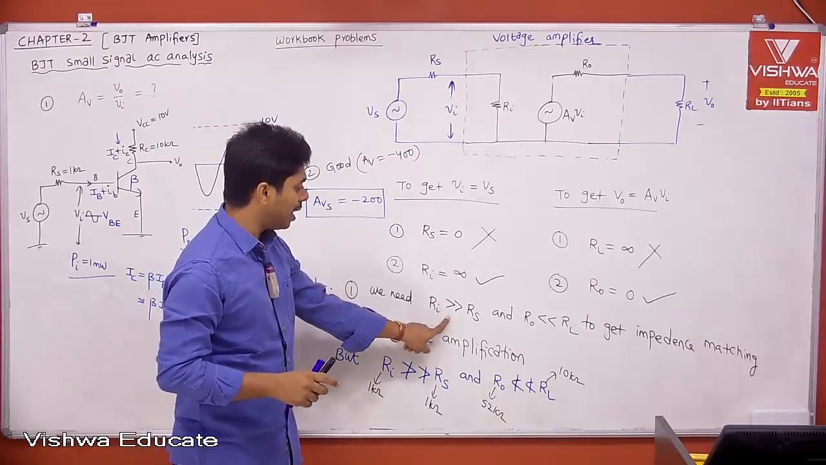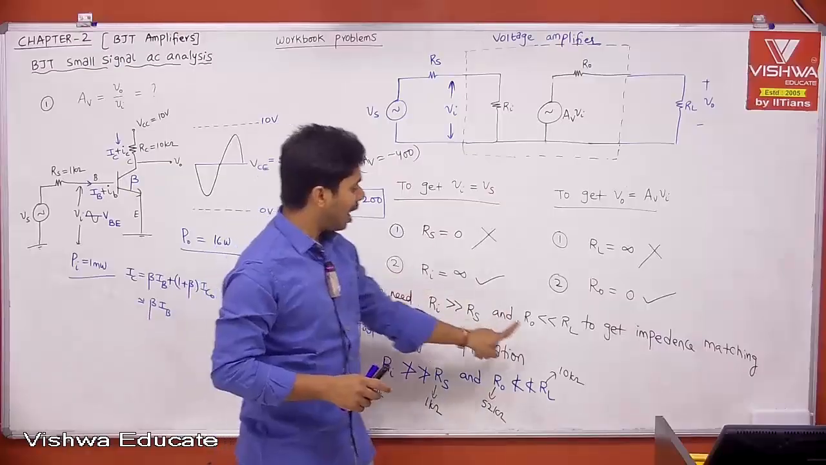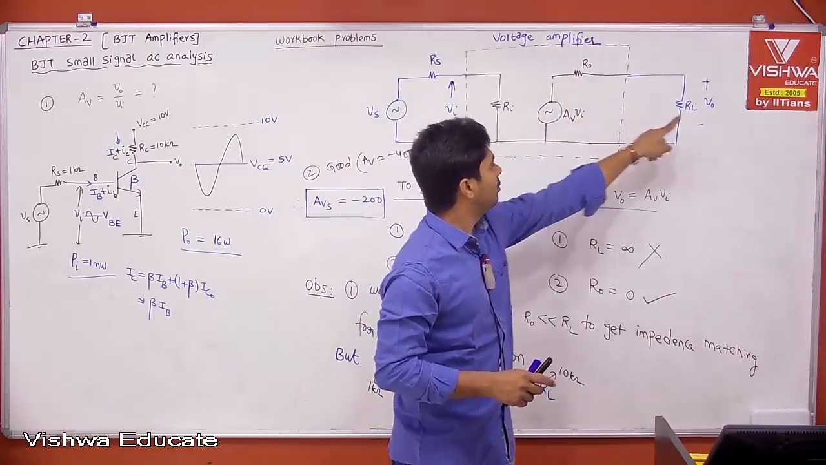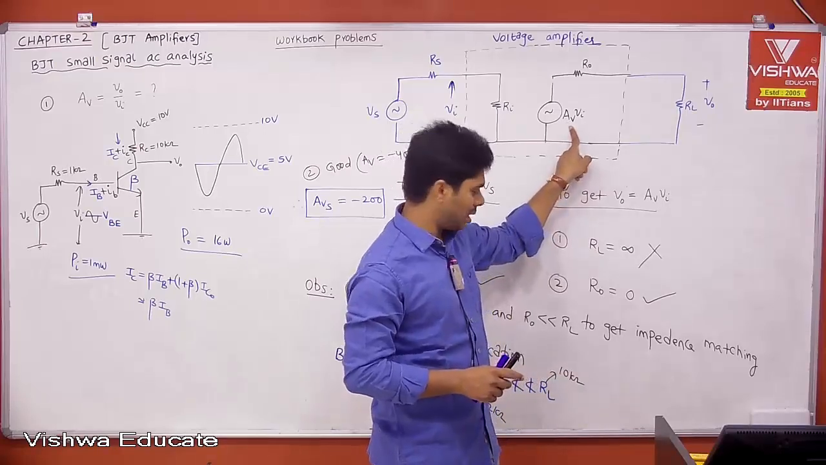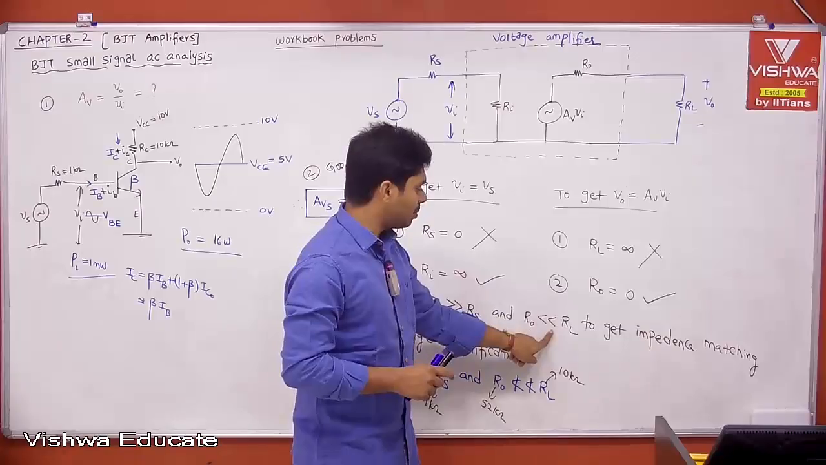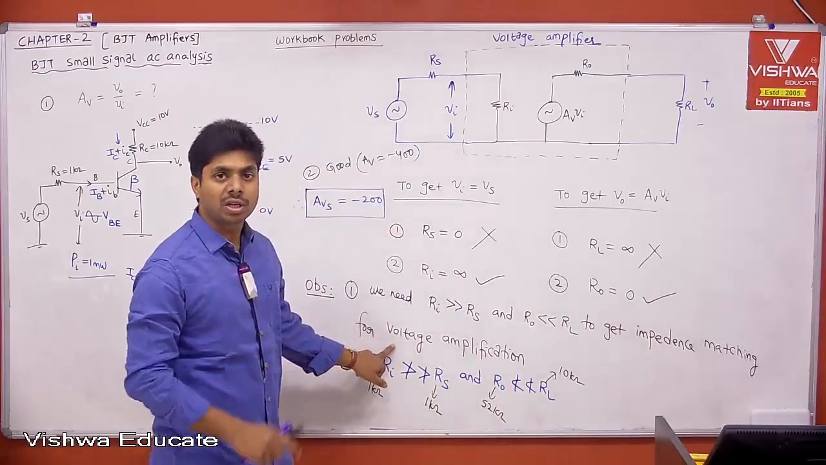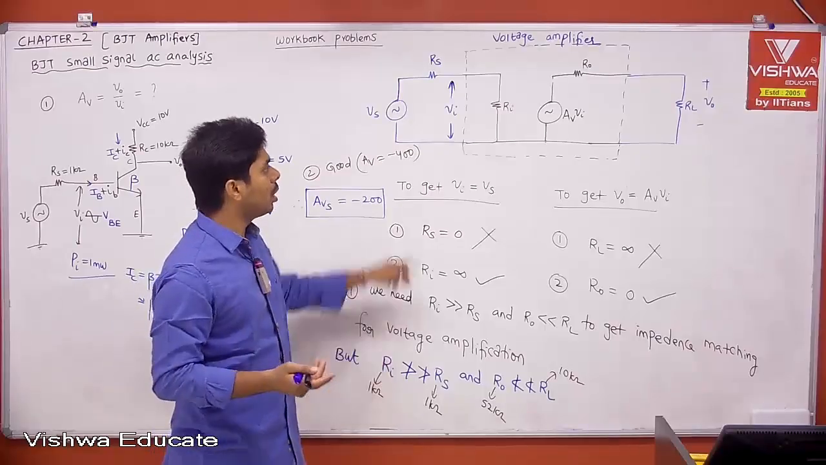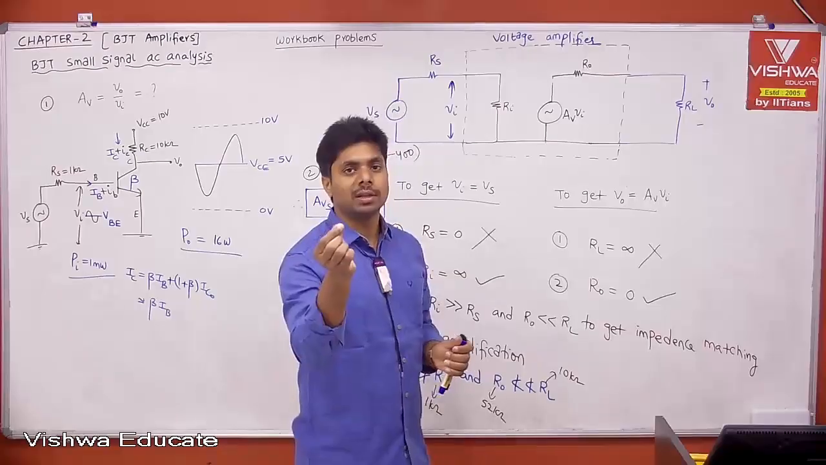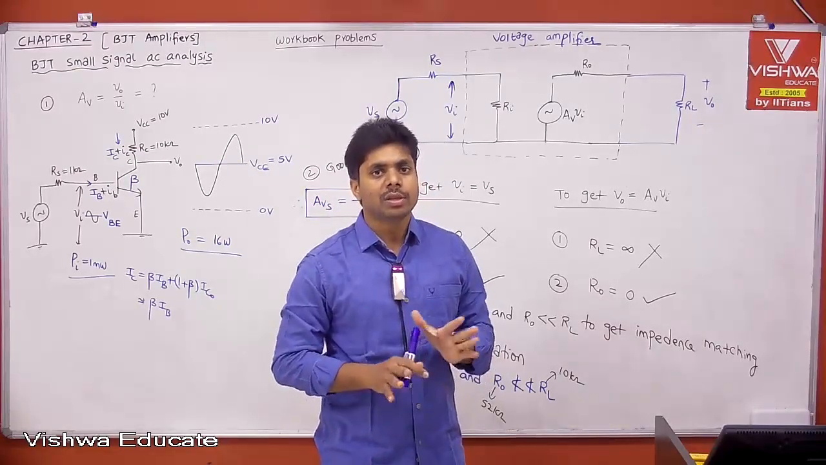We need Ri to be very high. If Ri is very high, Vi will be matched to Vs. And if R0 is very low, almost zero, then V0 will be matched to AV into Vi. Therefore, we need Ri very much greater than Rs and R0 very much lesser than RL to get impedance matching for voltage amplification, because I am speaking about voltage matching even though we are not speaking about impedance matching. That's why I am saying impedance matching for voltage amplification. I hope this is clear.